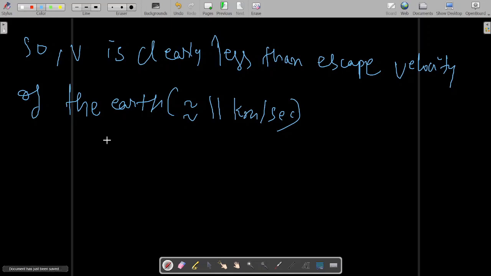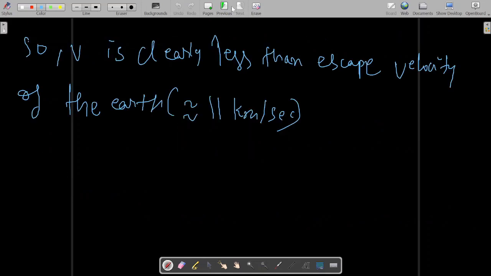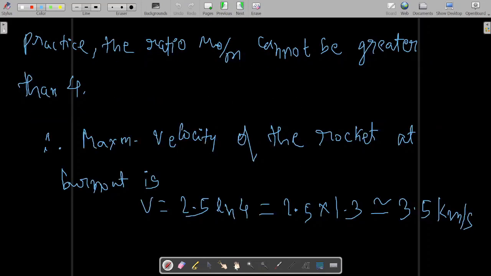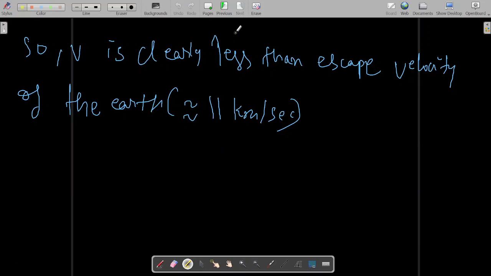So you had to tell the limitation of the one stage rocket. These expressions which you have found out are for a one stage rocket. Through calculations we have found that a one stage rocket cannot attain velocities higher than 3.5 km per second, so it cannot escape the Earth's atmosphere.